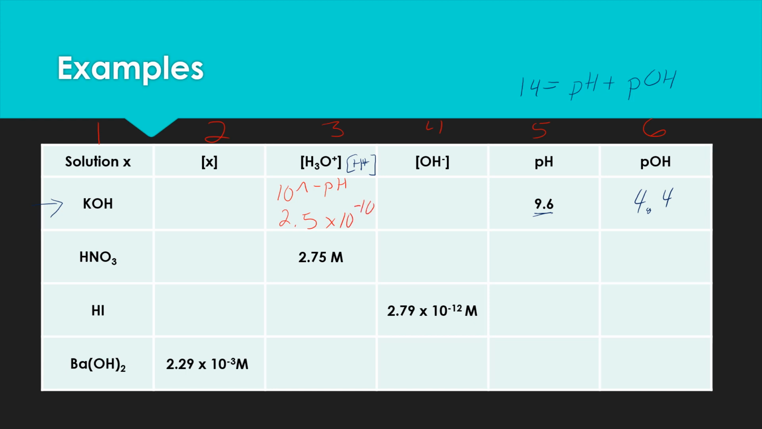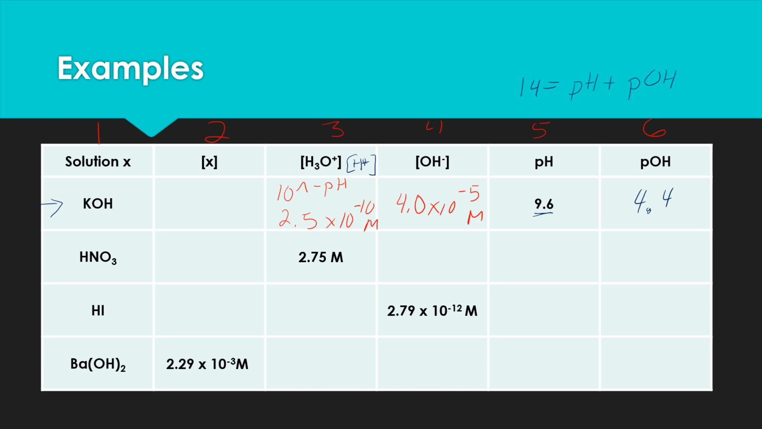We can do the same thing with pOH in column 6 and hydroxide in column 4. 10 to the negative 4.4 gives us our hydroxide ion concentration, which would be 3.98, so 4.0 actually, times 10 to the negative 5. And these would both be molarities because they're concentrations.